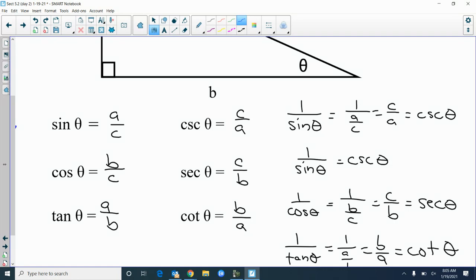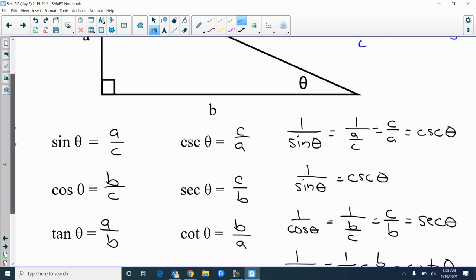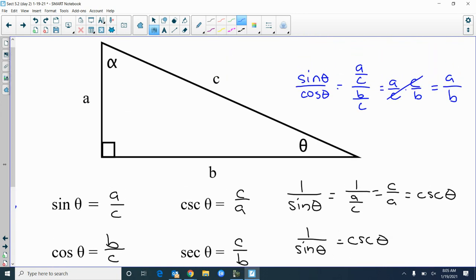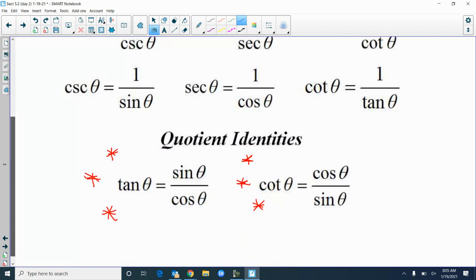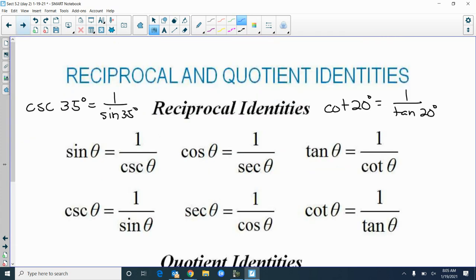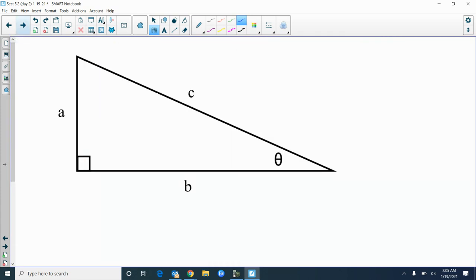So sine divided by cosine, so those are interchangeable. And then the cotangent would be the same, except you'd flip it and we'd get B over A. So those are quotient identities. So you got tangent and cotangent. All right.